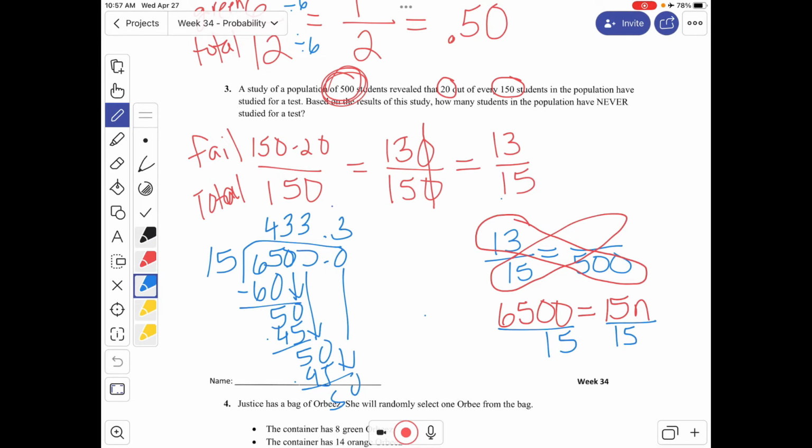Looks like it's going to be a repeating decimal. So about 433 students have never studied for a test out of the 500.